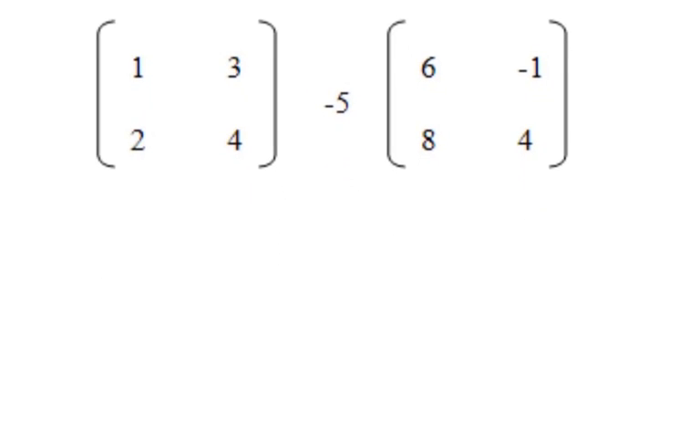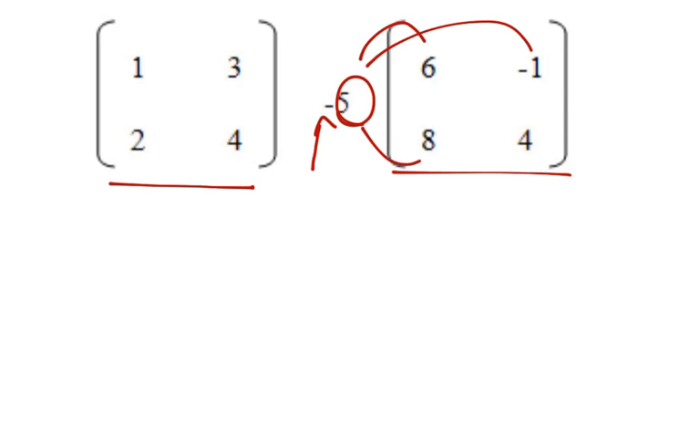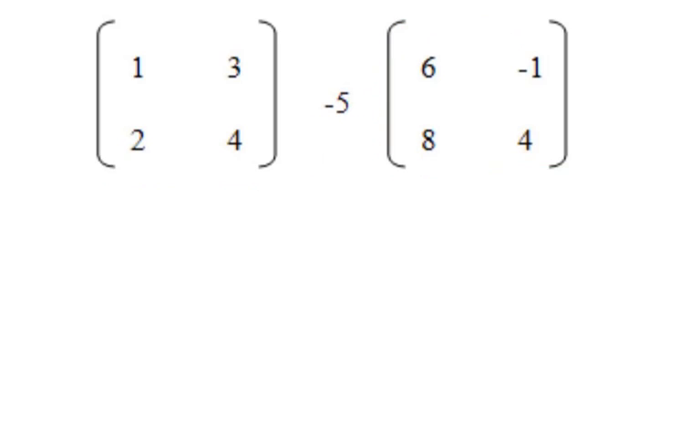When you have a number between the matrices, it's like saying the first matrix minus 5 times the second one. You've got to distribute the 5. Now you've got 2 choices. You can distribute a 5 or you can distribute a -5. My suggestion is let's make it a -5.